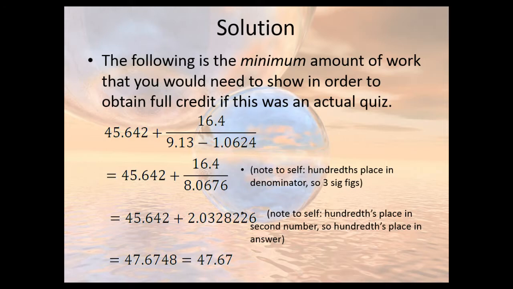Now, in terms of showing your work, you would need to show the result of this calculation in the denominator. You would need to show the result of this division problem, and you wouldn't need to write it down necessarily, but I recommend maybe putting a dash or an underline or something like that to remind you that the third significant figure is the hundredths place, so this is good to the hundredths place for this next addition problem. And you should show the result of the addition problem as well as the final answer. And generally, it's a good idea to put a box around the final answer.